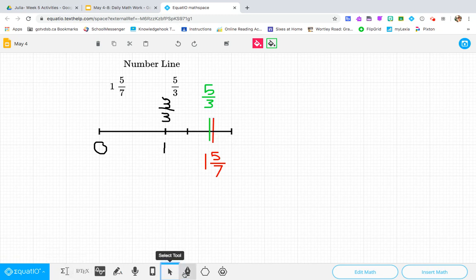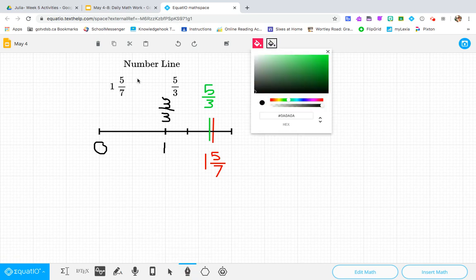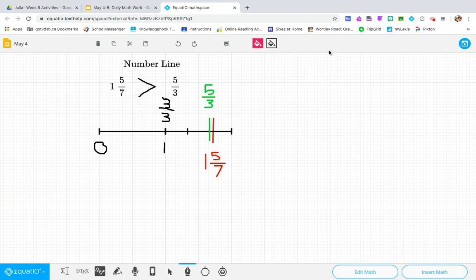So last thing we'll do is just grab out our pen. Let's see if it'll let me turn it black and draw in our greater than sign again. We'll insert that into our math space.